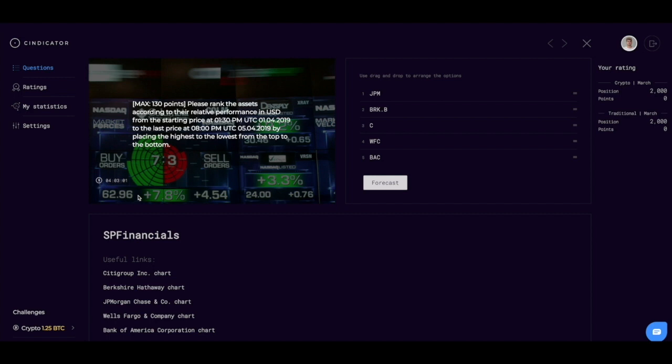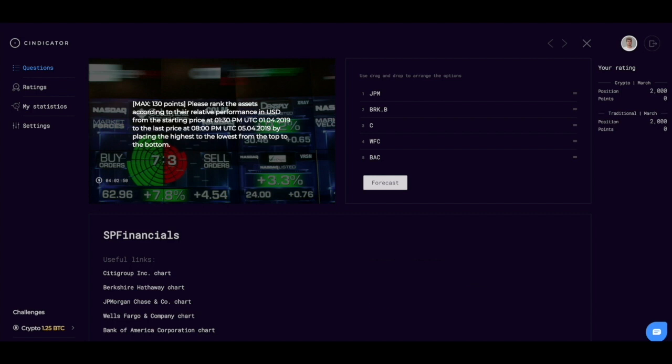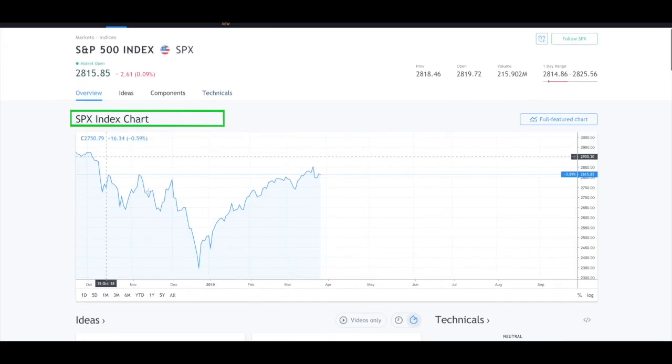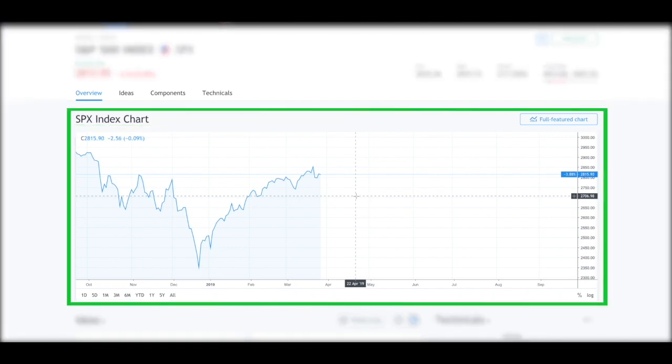So, as a rule, you need to start with the S&P 500, then analyze the industry and then each company. Now, let's review each step separately. To begin the analysis, open the S&P 500 index chart, which reflects the overall movement of the American stock market. Here it is. Try to predict the market trend for the next 2 weeks. Since the movement of most stocks follows the movement of the index as a whole, looking at the index will help you to determine the general direction of the market as a whole.